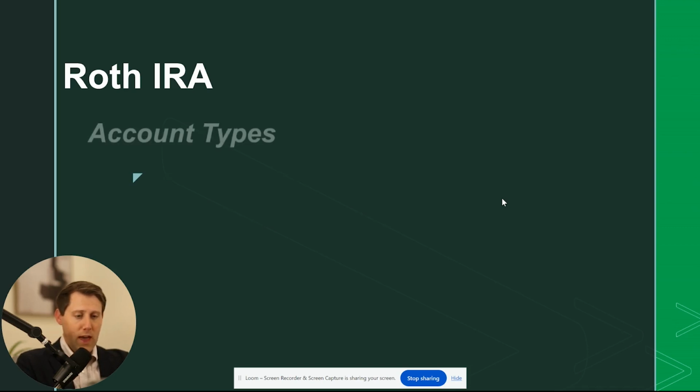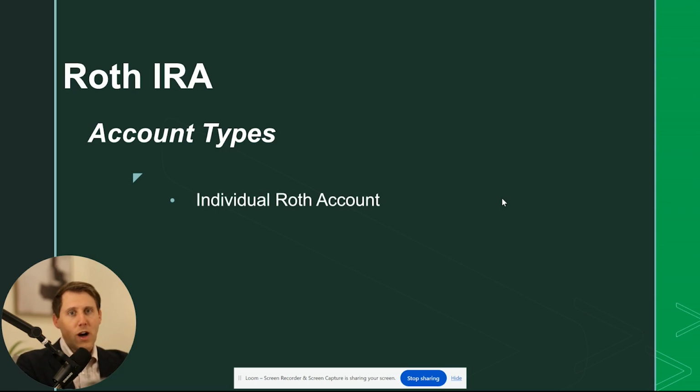There's a wide variety of account types with a Roth IRA as well. We'll cover those briefly here. We actually have a dedicated video on that as well. But there's an individual Roth account. This is the one people most generally think of. This is where you open your own account. You may do this at Vanguard or Fidelity, fill out the paperwork, and you contribute your own money into the Roth IRA account by writing a check each year, doing a wire transfer, ACH, whatever it may be. That's an individual Roth account.